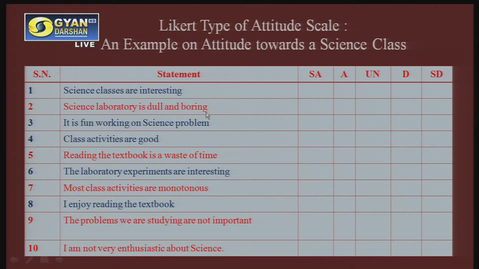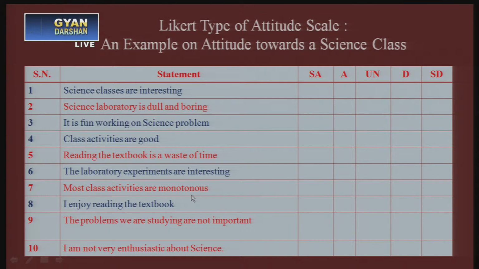But in a negative statement, like science laboratory is dull and boring, or the 5th statement, reading the textbook is a waste of time. Just go through the 7th statement: most class activities are monotonous. Item number 9: the problems we are studying are not important. And the last statement: I am not very enthusiastic about science. So these are certain negative statements.